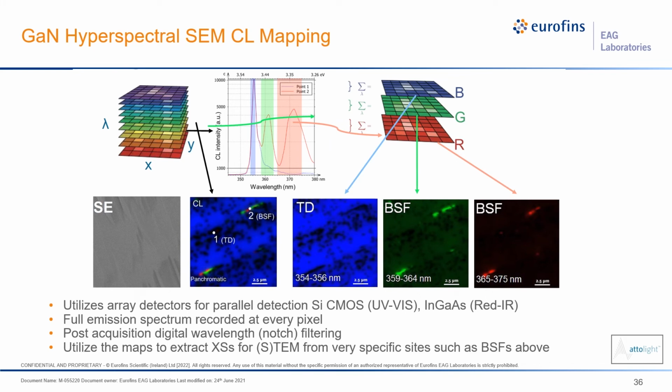And so, like I mentioned, we take hyperspectral data, so we can take this data set, and as we scan the sample, we collect the spectrum in each pixel, and then we can do post-acquisition digital wavelength filtering here. We can do post-digital wavelength filtering to look at different structures within the sample. In this case, a couple different basal stacking faults have emissions at very specific wavelengths, and we can then map those out. And with this kind of information, we can count how many basal stacking faults per unit area, et cetera, or we can use it for very site-specific cross-sectional STEM samples to understand further how it's affecting our devices.